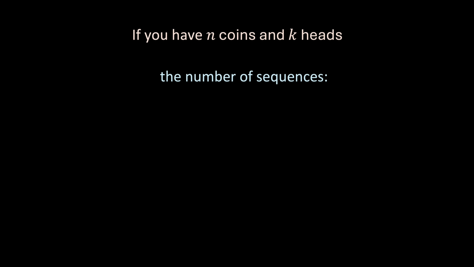More generally, if you have n coins and k heads, then the number of sequences corresponding to the macrostate k heads is given by the binomial coefficient, which says that n choose k is equal to n factorial divided by k factorial multiplied by n minus k factorial.